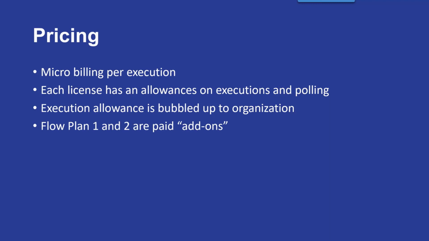Flow Plan 1 and 2 can be considered kind of paid add-ons, because what they're going to be doing is adding functionality to what you already have on the free plan and the Office 365 plan. For free and Office 365, the main differences are going to be the access to some of the connectors and also the allowance and the limits that you have on polling. While Flow Plan 1 and 2 is starting to bring a little bit of extra goodies.